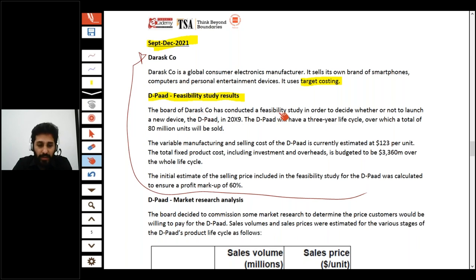has conducted a feasibility study in order to decide whether or not to launch a new device, the D-pad, in 20X9. That means it would be 2019. The D-pad will have a 3 year life cycle.